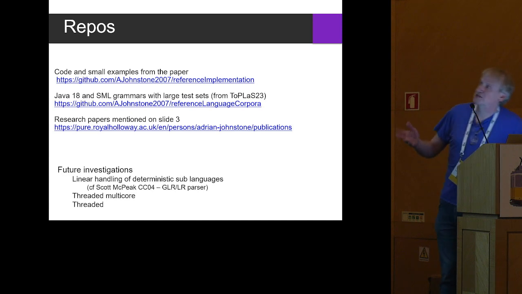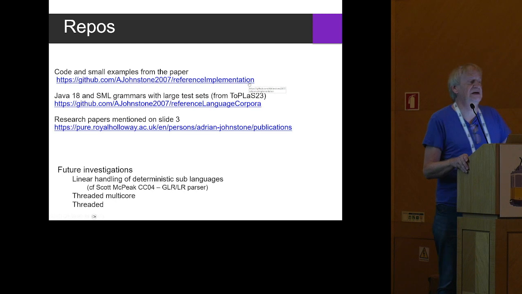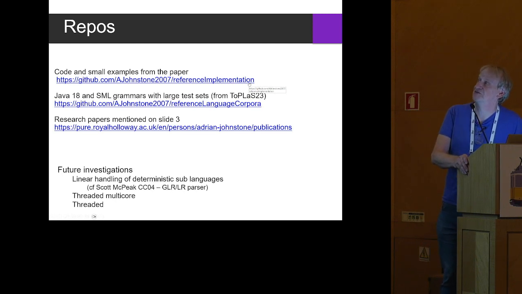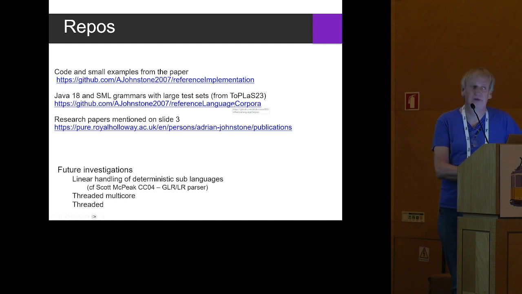Oh, there is one last slide. Here are some GitHub repos that you should go and have a look at if you're interested in this stuff. All of the code associated with the paper is in the top repo. It is going to carry on being developed, and I guess I ought to put a tag in there to represent today's effort. We also did some work for TOPLAS with very large corpora for Java 18 and standard ML, and the grammars and all of the test strings, thousands of them, are in that GitHub repo, and we intend to expand that with some corpora for other mainstream languages soon.